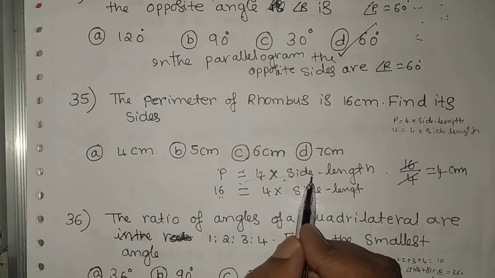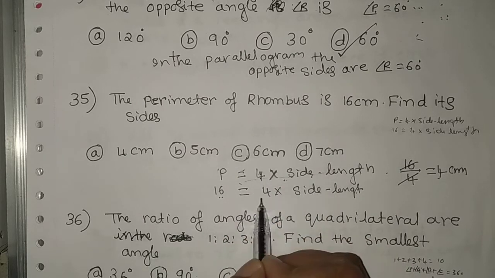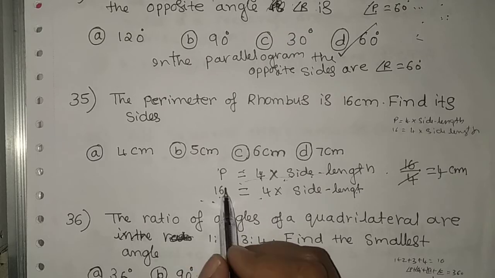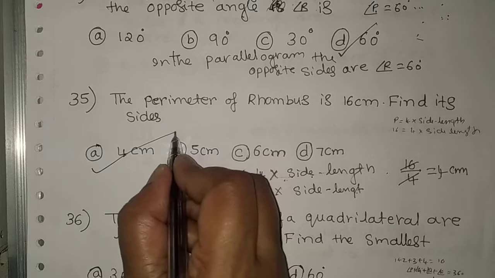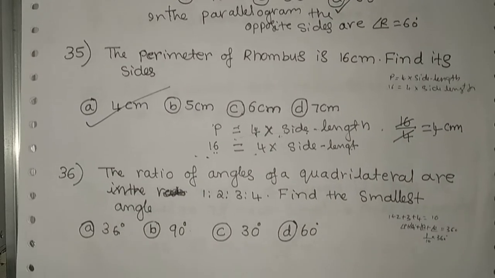What is the side length? We have to find out. Then this 4 is a 4. So then we get option A as the correct answer. 4 centimeters we are getting.